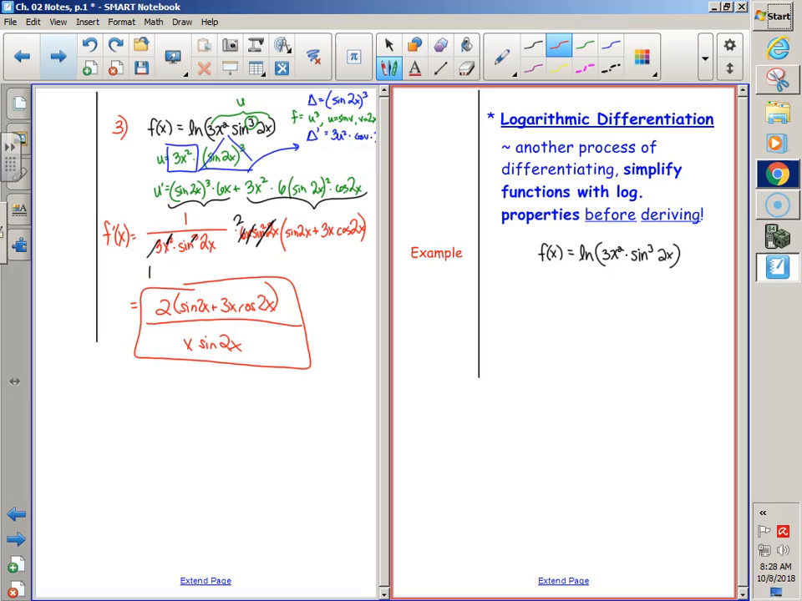Using pre-cal, logarithmic differentiation. Another process of differentiating, simplifying functions with log properties before deriving, aka rewriting. You guys know what I mean by rewriting, right? With pre-cal log properties first. Logarithmic differentiation. Basically, it's a snazzy way of saying rewriting with pre-cal log properties first.